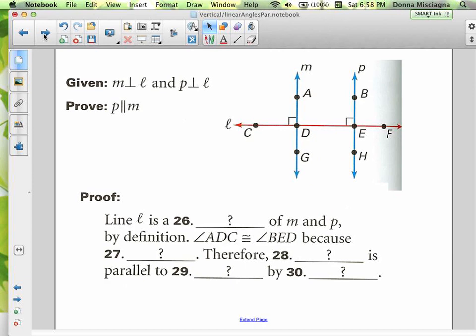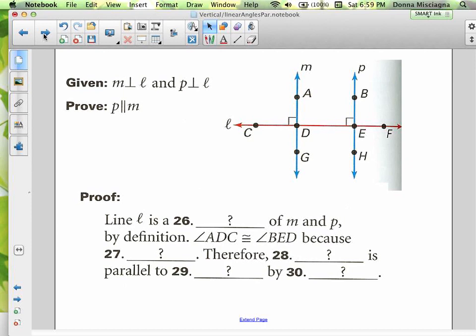In this case, we're asked to prove that line P is parallel to line M. We're given some information to start with. We're given that line M is perpendicular to line L, and line P is also perpendicular to line L. So line L is a blank of M and P. What's the relationship of line L to line M and P?